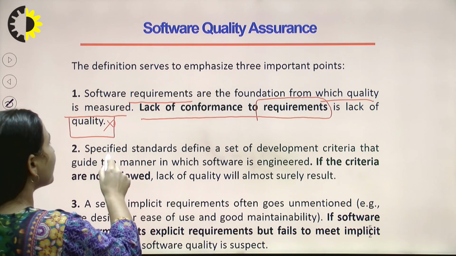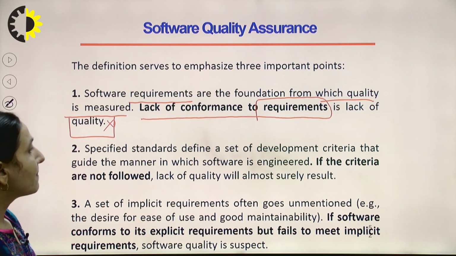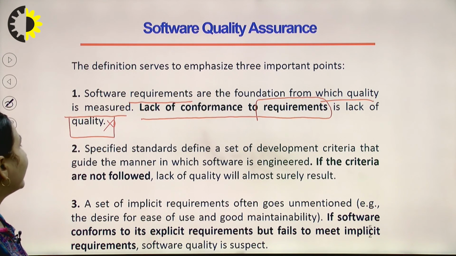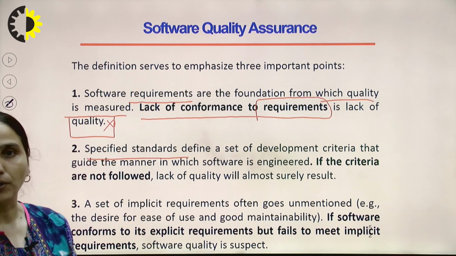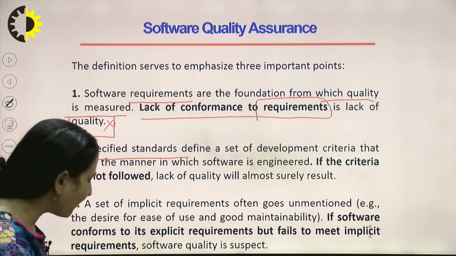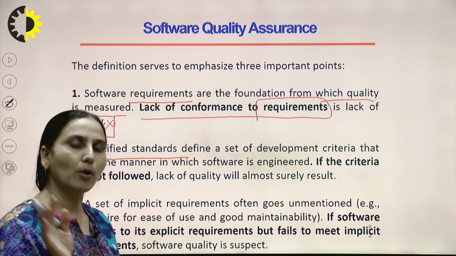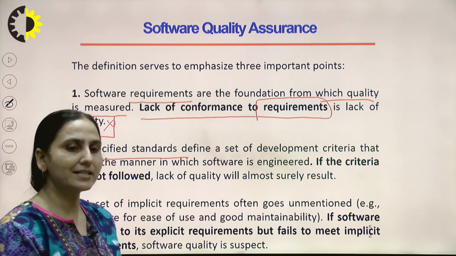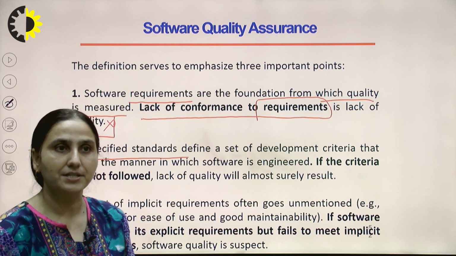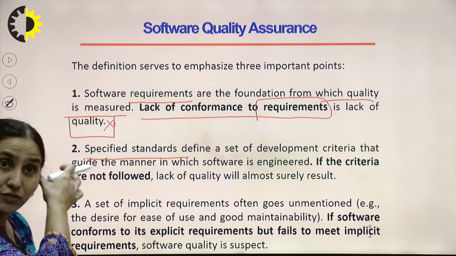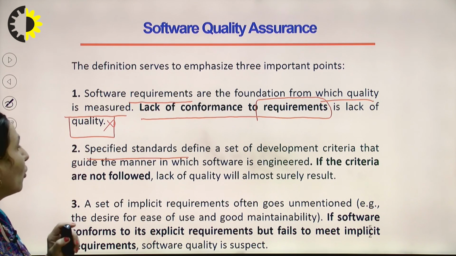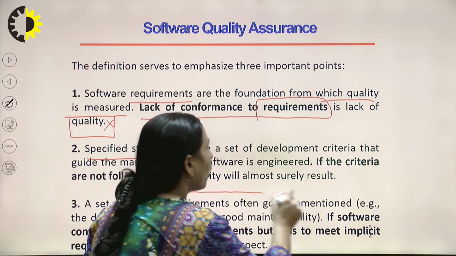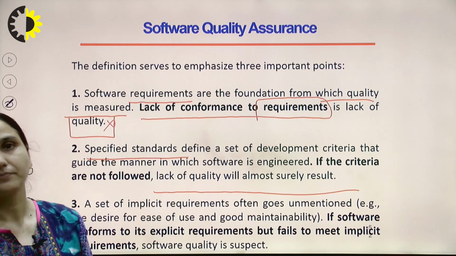Second, the specified standards define a set of development criteria that guides the manner in which software is engineered. That means proper specific standards need to be followed. Again, we have different common standards that need to be properly followed. And again, different organizations even have their own set of standards, right, which guide in which way the software needs to be engineered. If the criteria are not followed, again, lack of quality will almost surely result.